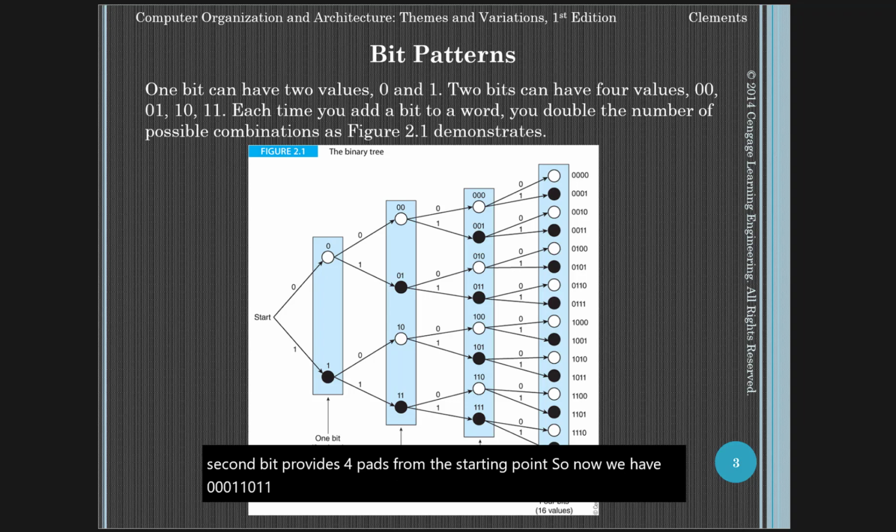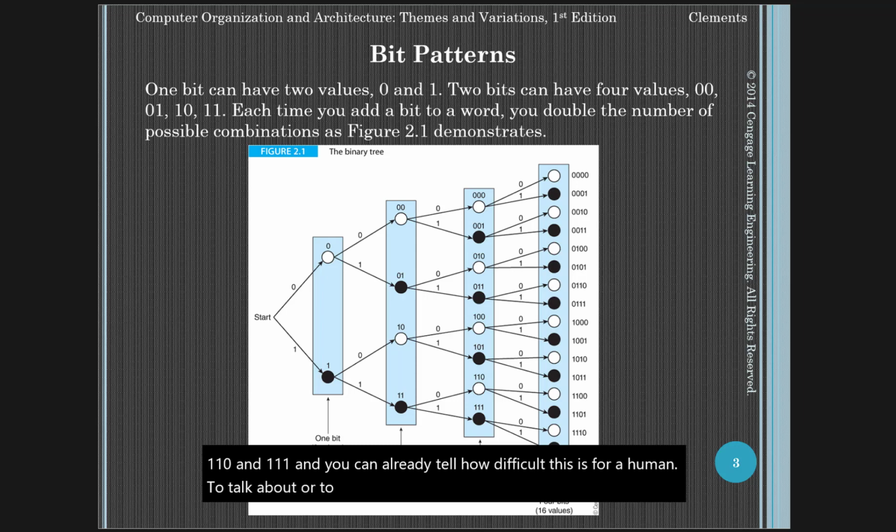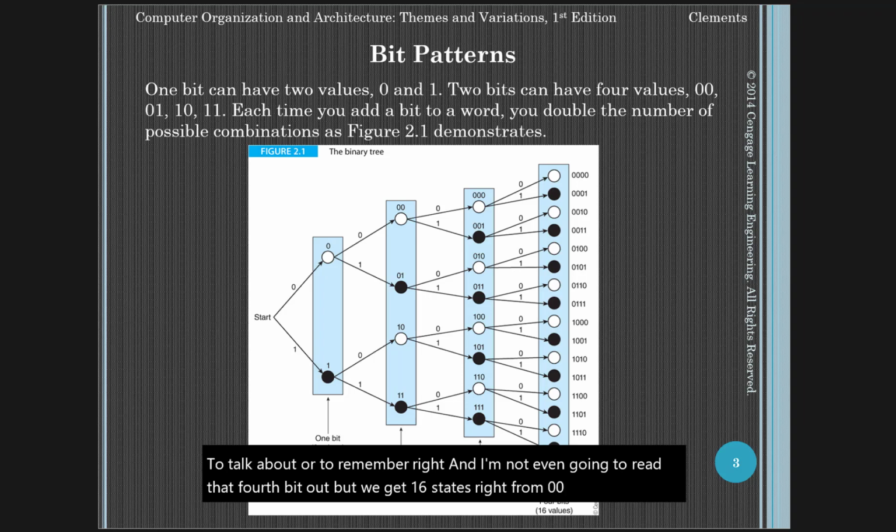We can see that. Adding the third bit generates 8 paths. So now we have 000, 001, 010, 011, 100, 101, 110, and 111. And you can already tell how difficult this is for a human to talk about or to remember, right? And I'm not even going to read that fourth bit out, but we get 16 states, right? From 0000 to 1111.